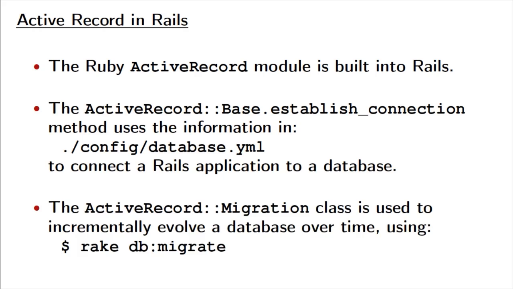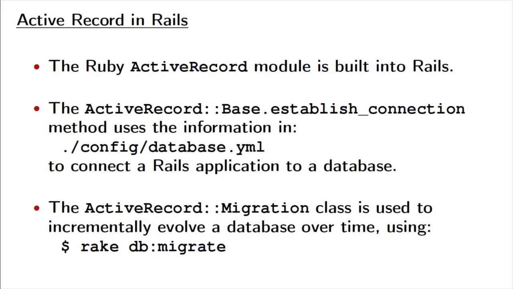Specifically, there's a migration class in active records that's used to incrementally evolve a database in a consistent manner over time. Again, migrations allow you to avoid writing database modifications using SQL commands, which can vary from one database vendor to the next. This is how you make your application database independent. Recall that migration files are created in the db migrate subdirectory when you run the scaffold generator, and that these migrations update the database when you run rake db migrate.